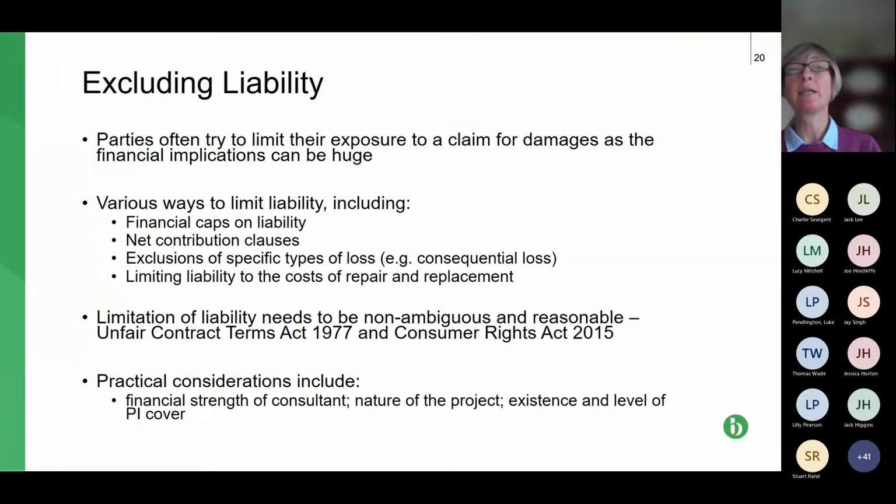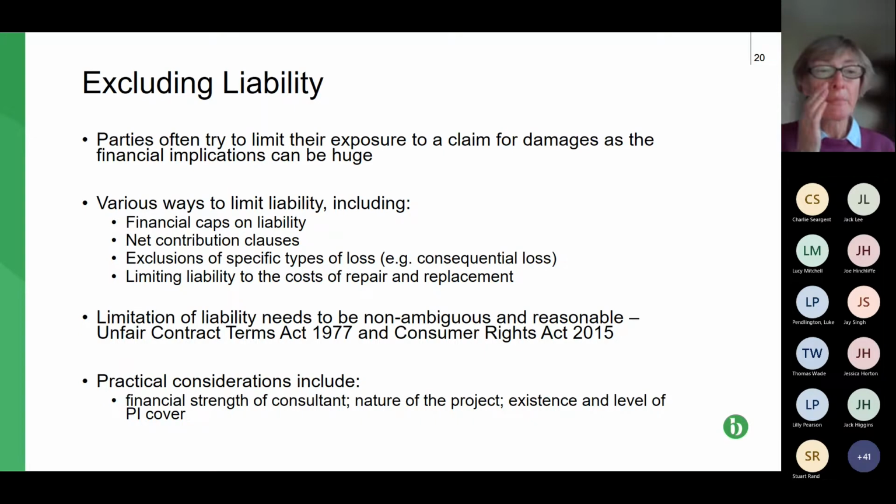And also, a really nice one from your perspective, if you can get it agreed, is to limit liability to the cost of repair and replacement. It depends on the work being carried out, and it assumes that obviously some repair and replacement is going to be more expensive than others. For example, foundations and piling problems are always problematic, because quite often you can't repair them without taking the whole building down, for example.